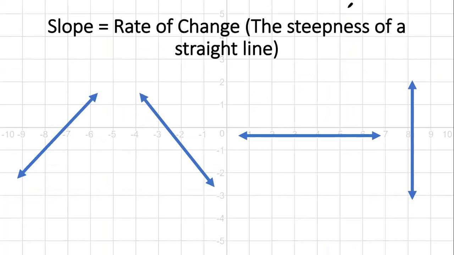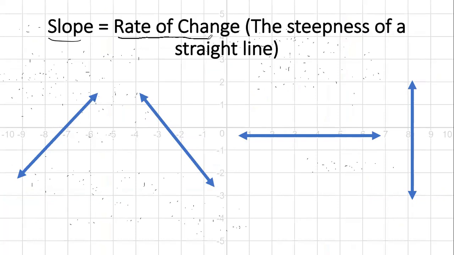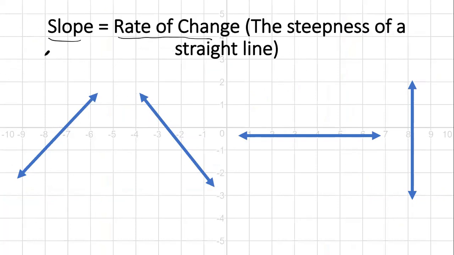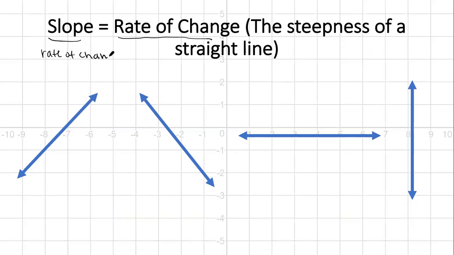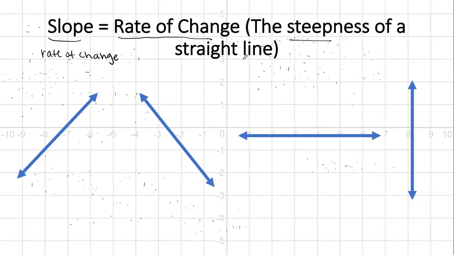So, I'll just stop saying "if you remember." Slope, another word for slope is rate of change. So you need to know that, I'll be asking it either way. And I already wrote this definition. Slope is the steepness of a line. It measures the steepness of a straight line.